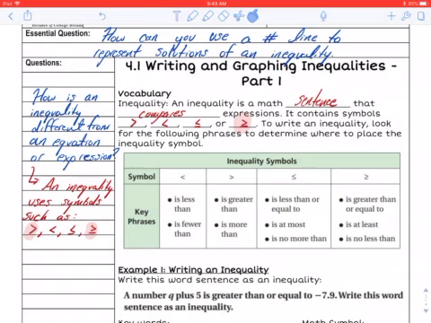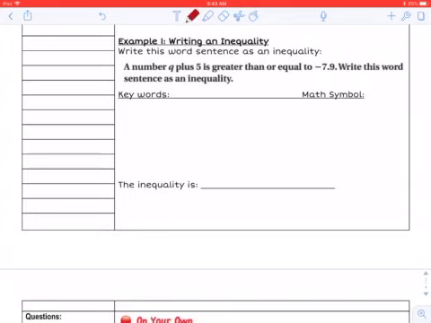I'm going to scroll down here to example 1. Example 1 reads, write this word sentence as an inequality. A number q plus 5 is greater than or equal to negative 7.9. Write this word sentence as an inequality. So let's highlight some important information here. You can underline, circle, or square, but I'm going to highlight the stuff that I see as important.